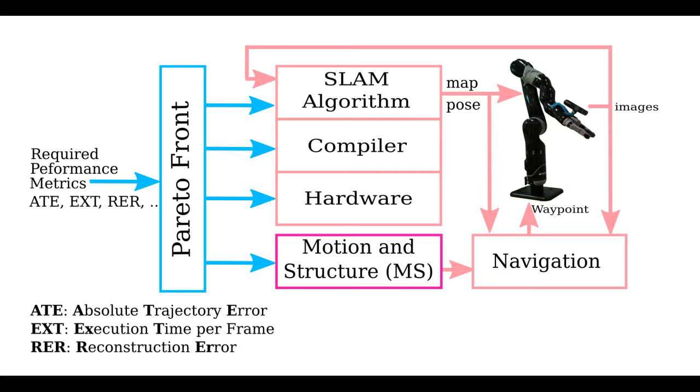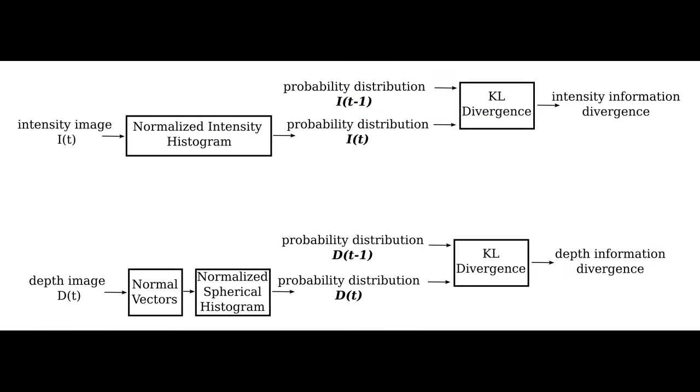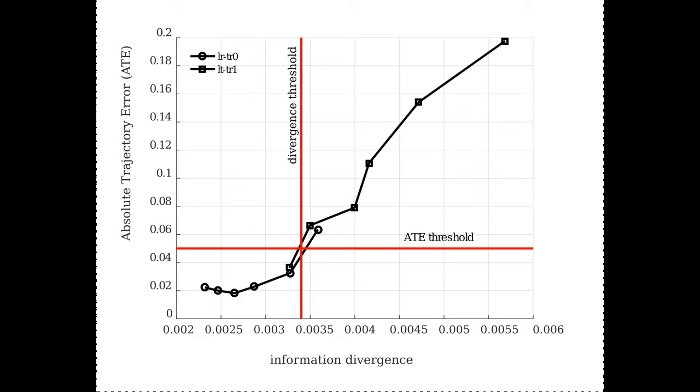These parameters, together with images, are used to control the motion of the camera, such that the desired performance metrics are maintained. Given 2 consecutive intensity images, their divergence is calculated using the KL divergence of normalized intensity histograms. Similarly, the divergence of 2 consecutive depth images is calculated using KL divergence of spherical histograms. It is shown that high information divergence is equivalent to poor performance metric. Thus, to have a good performance, information divergence should be limited.